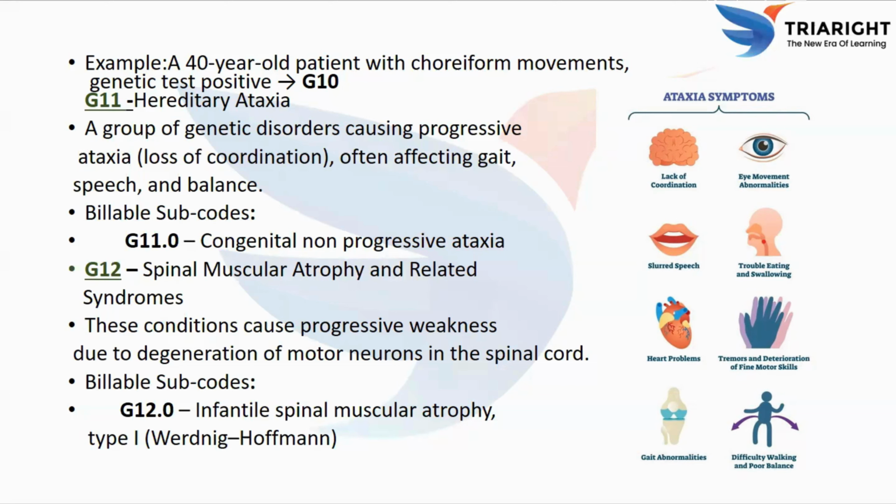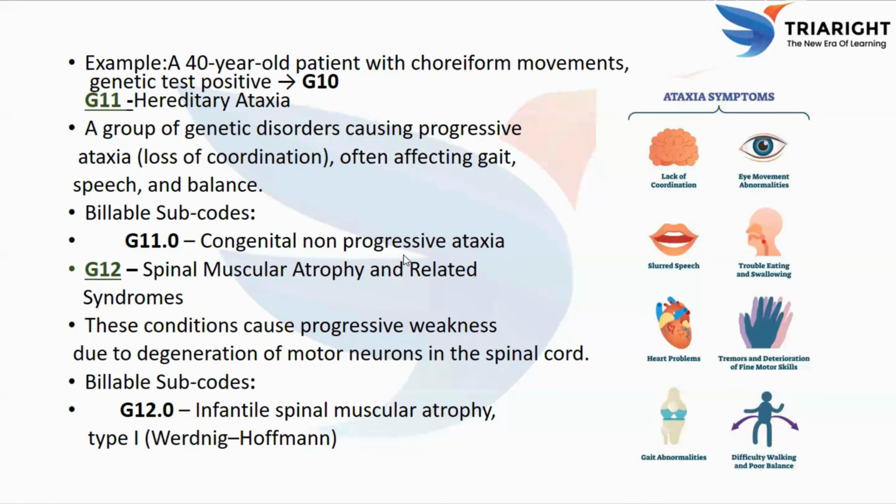So what is a billable subcode over here? G11.0. It's a congenital non-progressive ataxia. So what do you mean by congenital? I already told you in previous sessions, congenital means present from birth, right? So ataxia which is present from birth and which is not progressive means it doesn't get worse day by day.